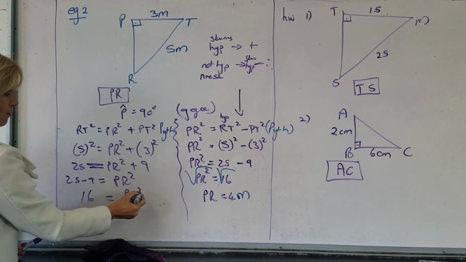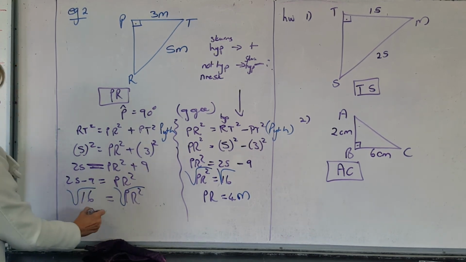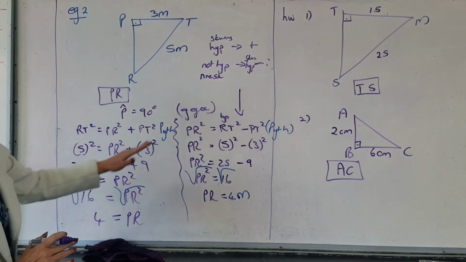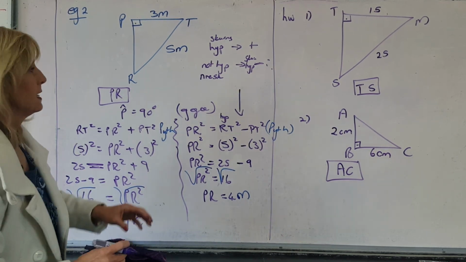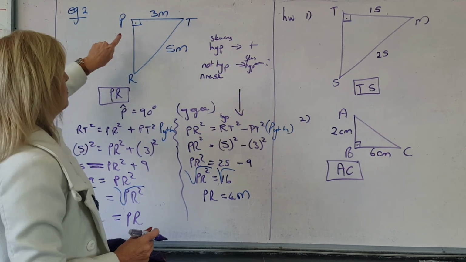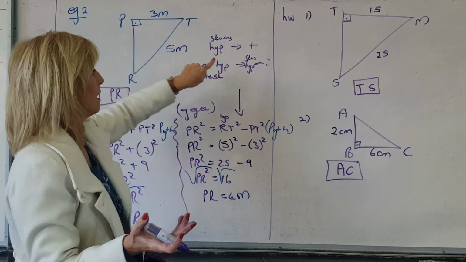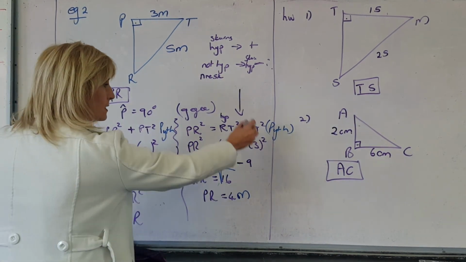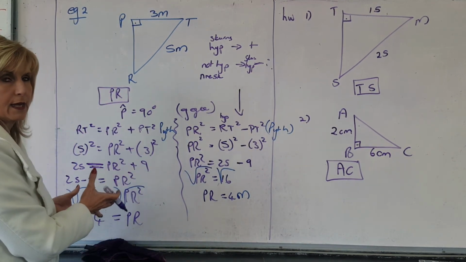But now I'm not looking for PR square, I'm looking for PR, so I've got a square root. And voila, PR is still equal to 4. Different technique, same theorem. But the theorem says if I'm looking for the hypotenuse, it's the sum of the other 2. If I'm not looking for the hypotenuse, it's got to be a minus sum. And it's got to be the hypotenuse first and then the other one. So we're going to stick to this now as a class, but you are welcome to use another technique.